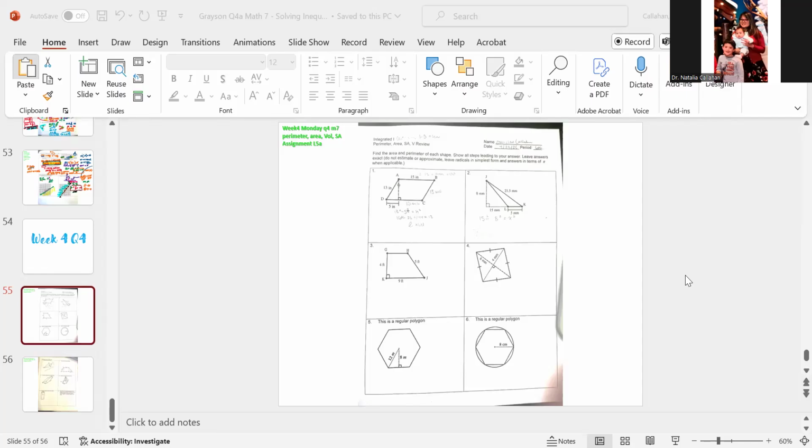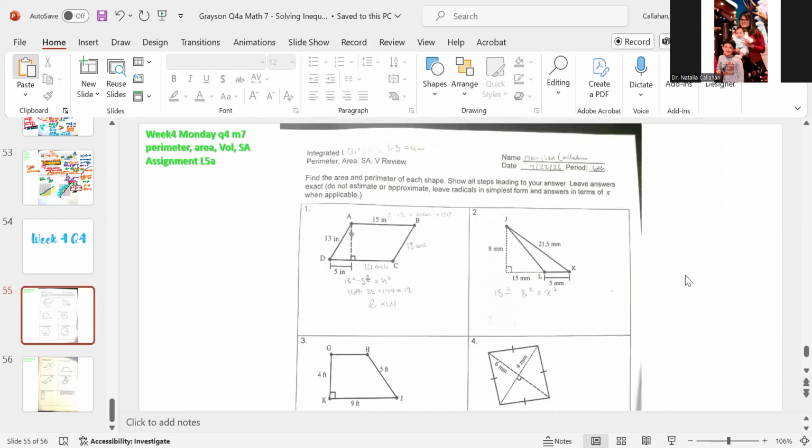Okay, so this is week 4 Monday, quarter 4, math 7, new unit on perimeter, area, volume, surface area, assignment 15A. This is the two-sided. So we're looking at this part right here. It's going to be on surface area. So read the question, please.